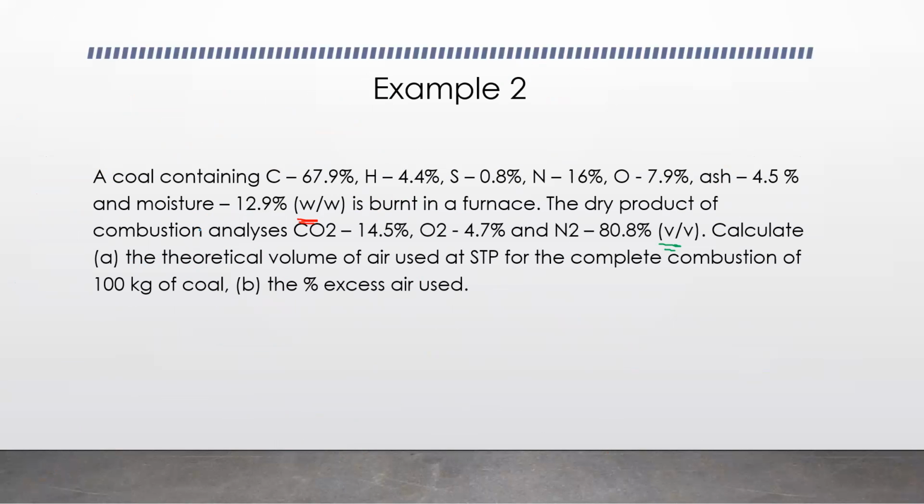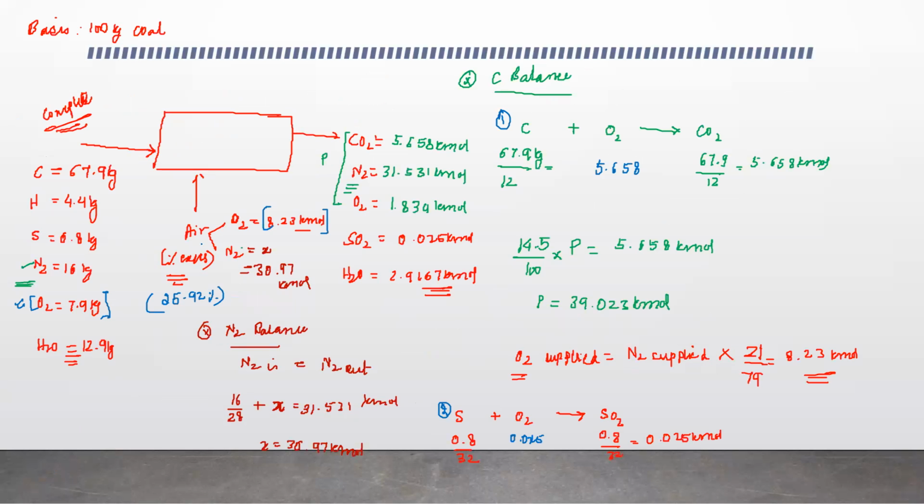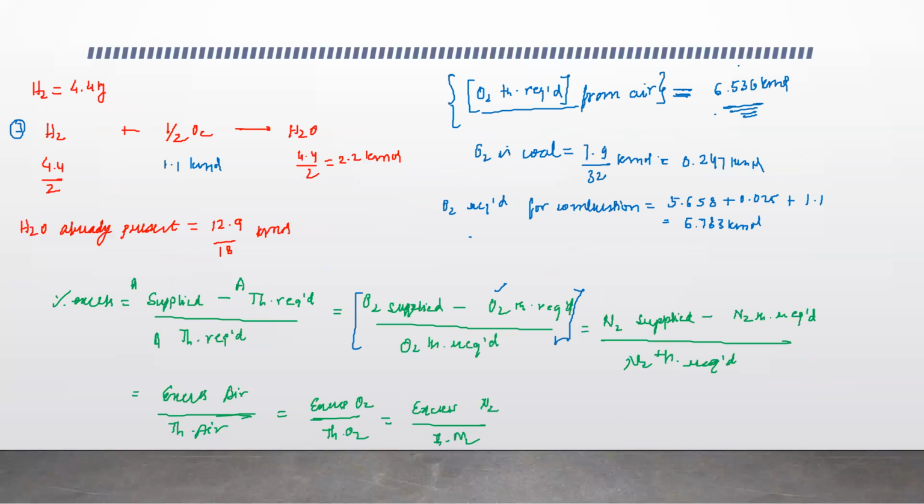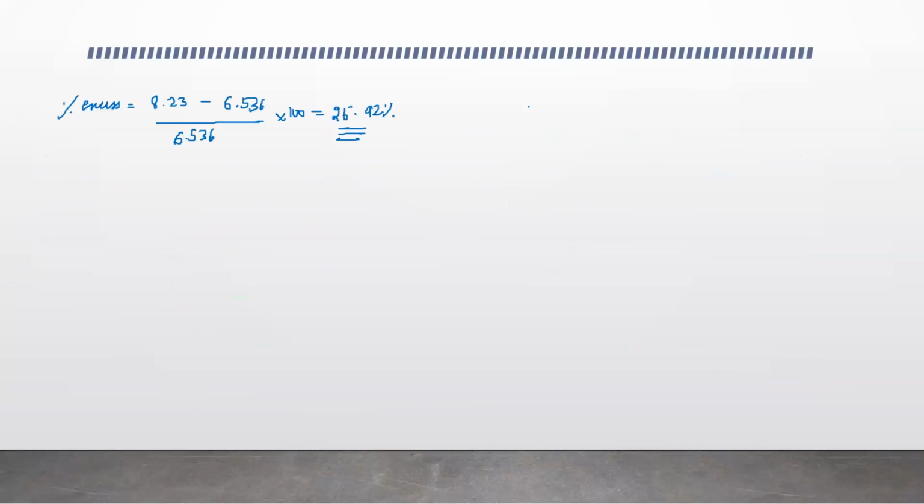They have asked the theoretical volume of air used at STP for complete combustion of 100 kg coal. So what is the air that has been supplied? 8.23 plus 30.97 kilomole, right? Air that is supplied is 8.23 plus 30.97. But theoretical volume of air they have asked. Theoretical air required. So there is 6.536 kilomole of theoretical oxygen, right?